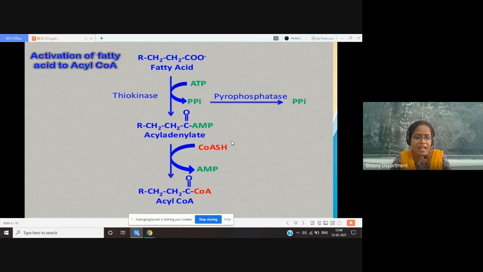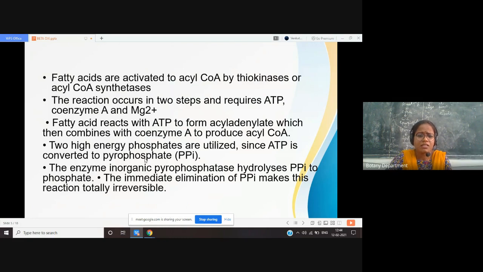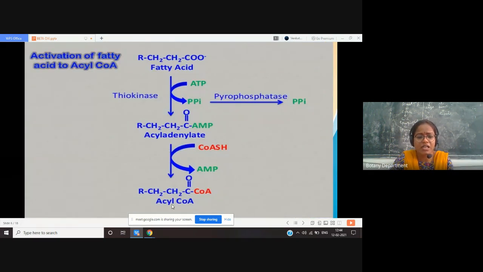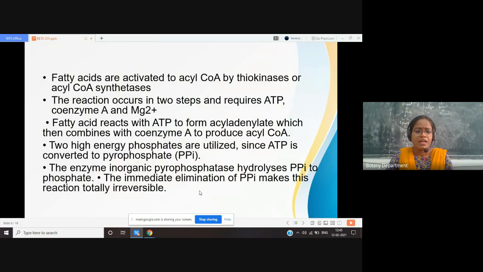CoA means coenzyme A. Next, in the second step, this acyl adenylate is converted to acyl CoA in the presence of coenzyme A. Acyl CoA is a very important product formed in the first reaction. That's why it is called the activation of fatty acid to acyl CoA. Fatty acid reacts with ATP to form acyl adenylate, which then combines with coenzyme A to form acyl CoA.